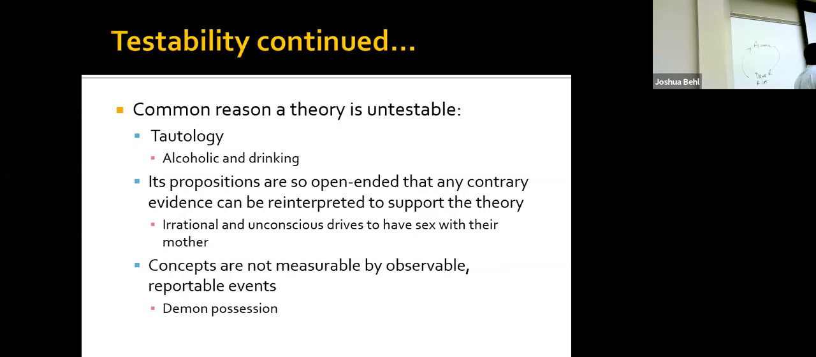Another reason why theories are untestable is that the propositions are so open-ended that any contrary evidence can be reinterpreted to support the theory. Right now in American society, there is a belief that Donald Trump is what? Racist, really. You could have filled in the blank there. What is the evidence that he is racist? He makes comments. That's good.